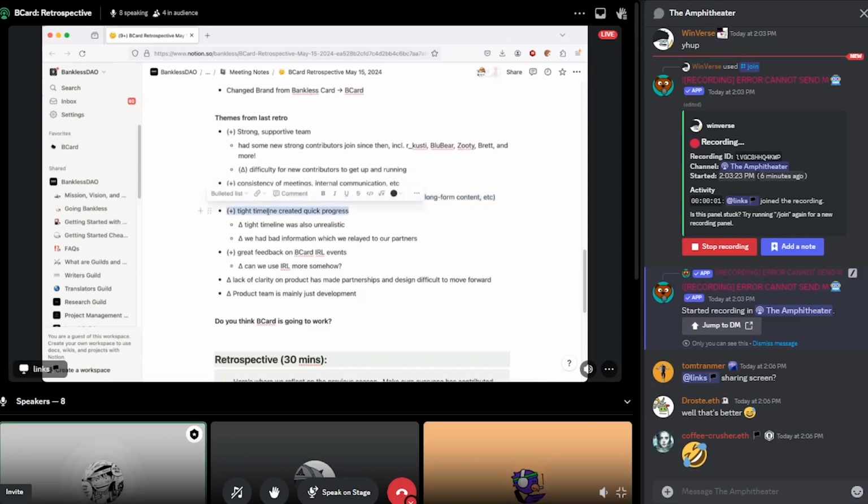Now, on the plus side, tight timelines created some quick progress, but those tight timelines were also unrealistic, and we had some bad information which was relayed to our partners. I think that was related to our timeline in some ways. So we took a step back after our, let's say, Christmas sprint, and decided that we are going to take our time to ensure that this thing works as expected. In general, we want to have some sort of tension to help inspire us and to help move us forward, but not too much tension to the point where it is unrealistic and stressful and unsustainable. So that is going to be a balance that we're going to have to strike.